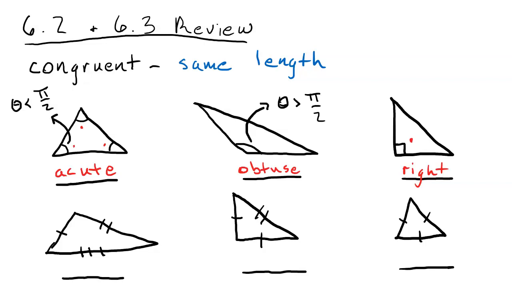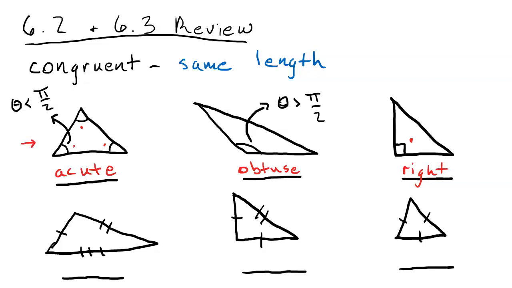So if you know one angle is greater than pi over 2, it's an obtuse triangle. And if you know one angle of a triangle is pi over 2 exactly, you know it's a right triangle. And that's how we classify. These are classifications by angles.